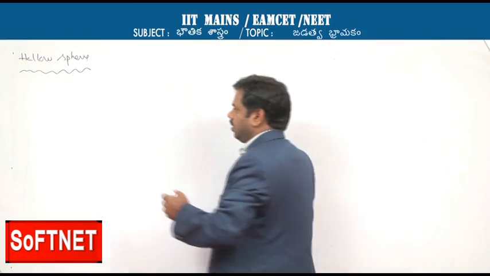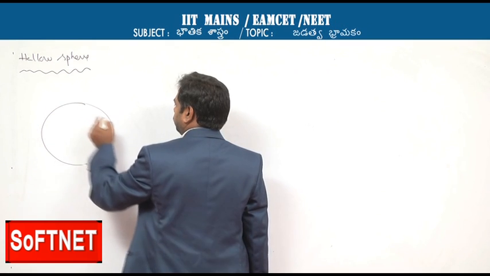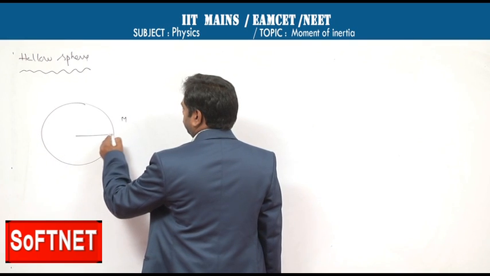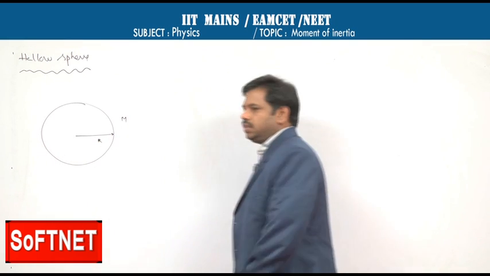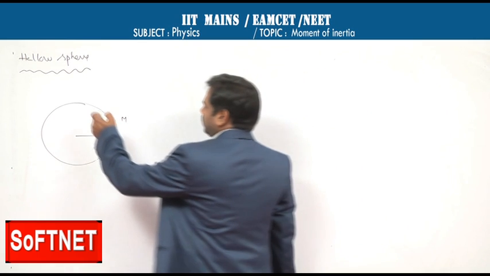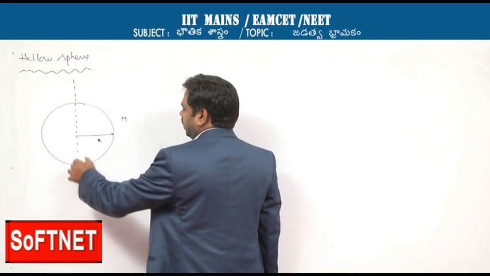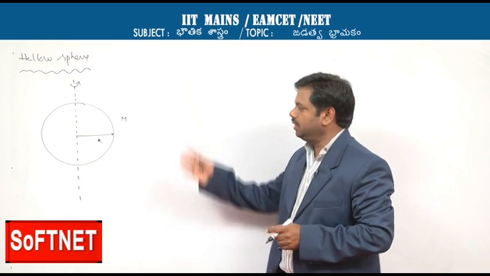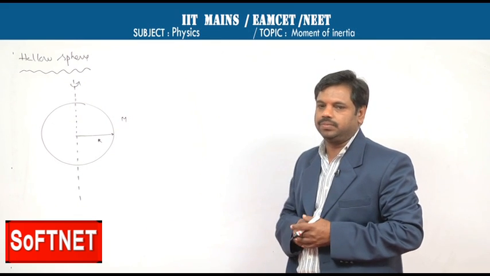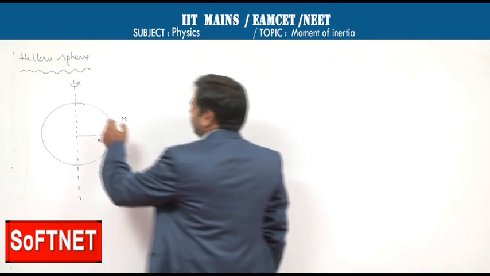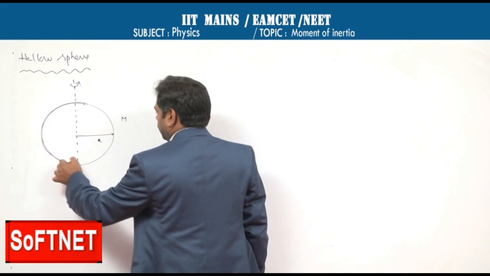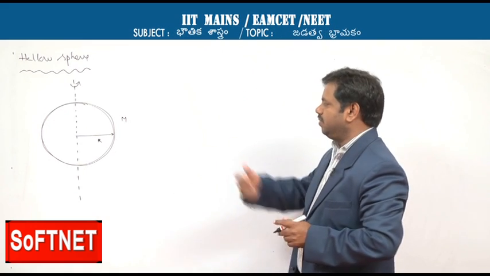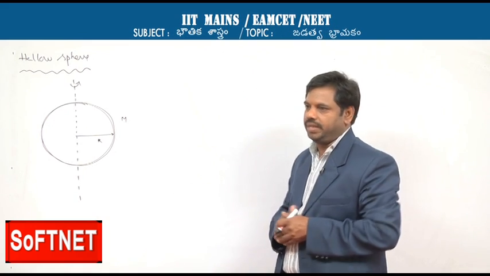Consider a hollow sphere of mass capital M and the radius is equal to capital R. So it is going to rotate about the axis, the diameter. Now my intention is to find out the moment of inertia about this axis. How to find out? And here the important thing is the mass is distributed only throughout the area of the sphere. What is the area of the sphere? Already know, that is equal to 4 pi r square.